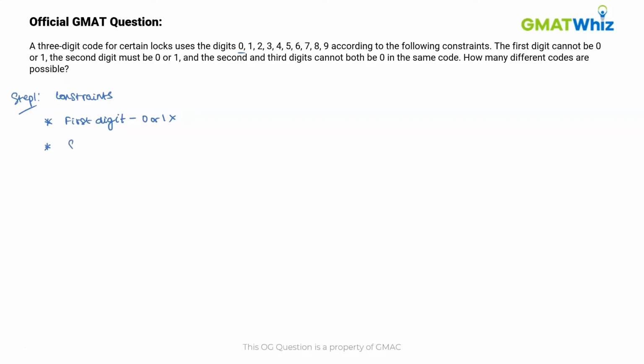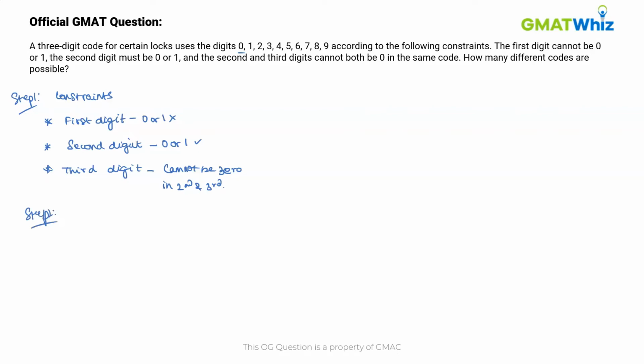The second constraint is that the second digit must be equal to 0 or 1. And the third constraint is that the second and third digit cannot be 0 in the same code. So, cannot be 0, second and third. So, keeping these in mind, we have to find out the different possibilities of codes that are available. So, let's move on to step 2 and understand how to solve this question.